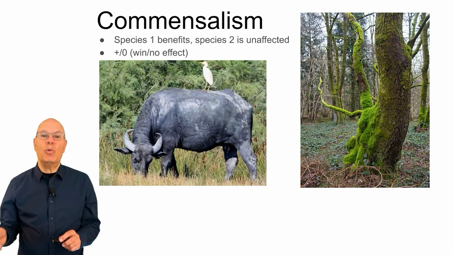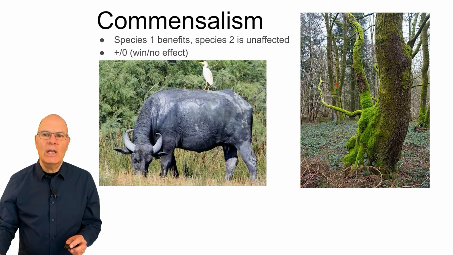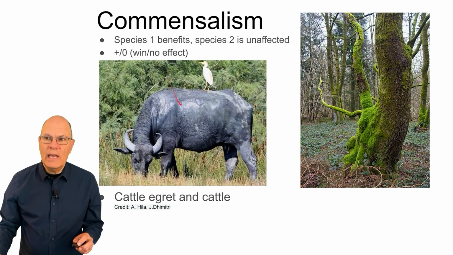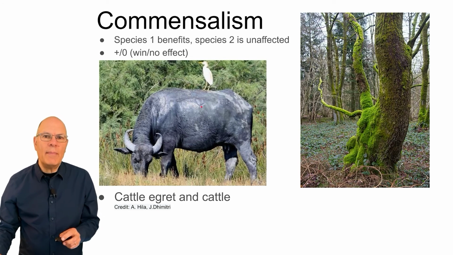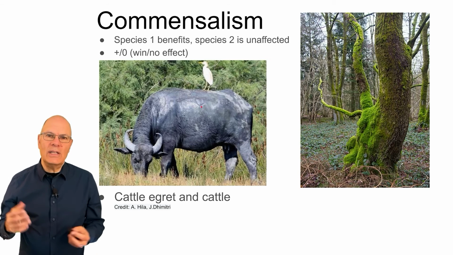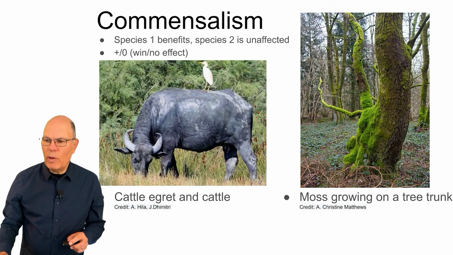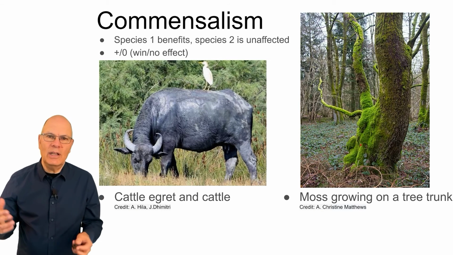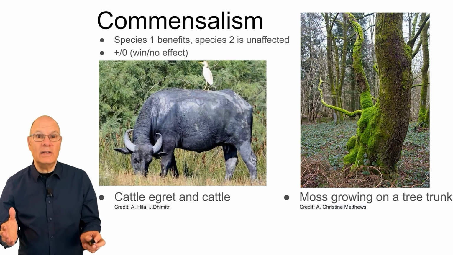Commensalism is a relationship where species 1 benefits and species 2 is unaffected. So it's a plus/zero relationship. Win, no effect. In this example over here, we have a cattle egret that likes to perch on top of the cattle. The egret gets a nice place to perch, and the cattle is pretty much unaffected. On the right, we have moss growing on a tree trunk. The moss gets a nice place to live and grow, and the tree is pretty much unaffected.